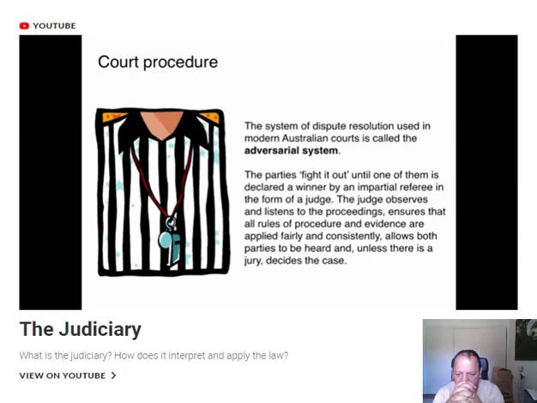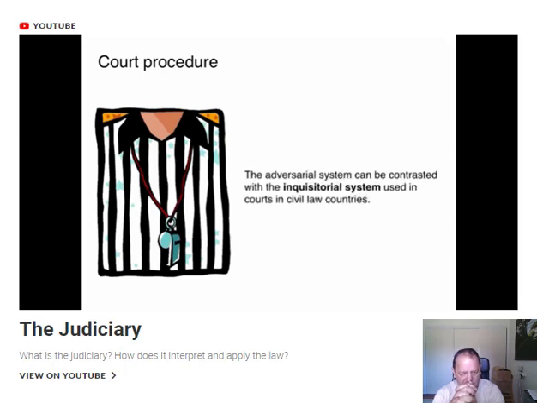In many ways, the adversarial system of trial is similar to the old system of trial by combat, but instead of giving each party to a dispute a weapon and encouraging them to physically fight it out in order to resolve the dispute, we instead give each party a lawyer. But the notion is still the same. The parties fight it out until there is a winner, who is the person who is deemed to have won the dispute.